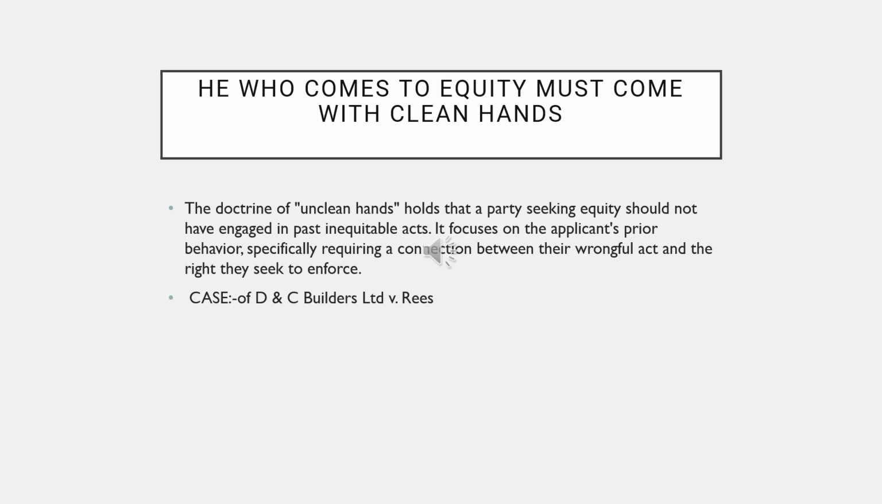This principle was held in the case of D&C Builders Limited versus Rees, where the claim of the plaintiff to apply promissory estoppel was rejected. Why? Because he had taken unfair advantage of the poor financial position of the defendant builder company and thus had not come with clean hands. If the plaintiff is involved in fraud or misrepresentation that concerns the respective case, then he cannot demand equity.